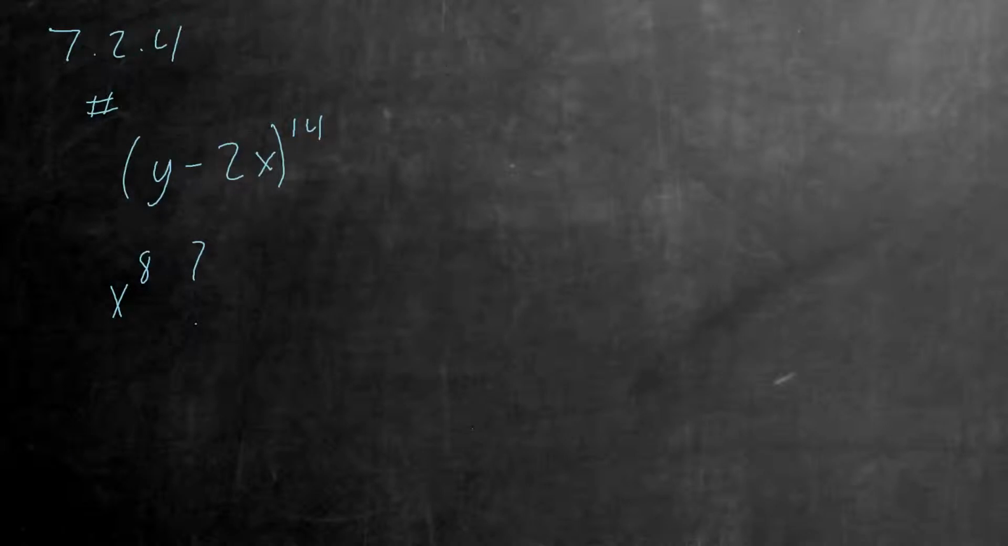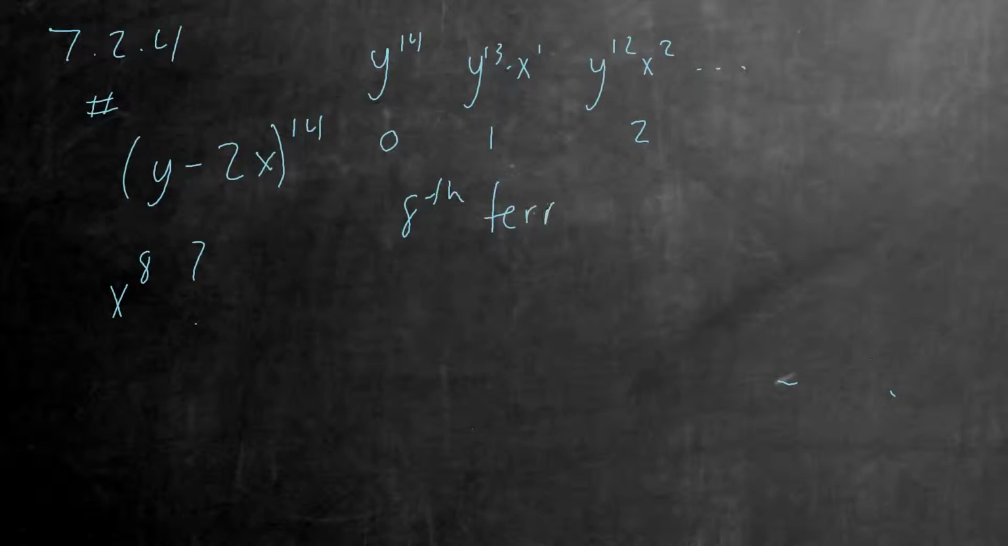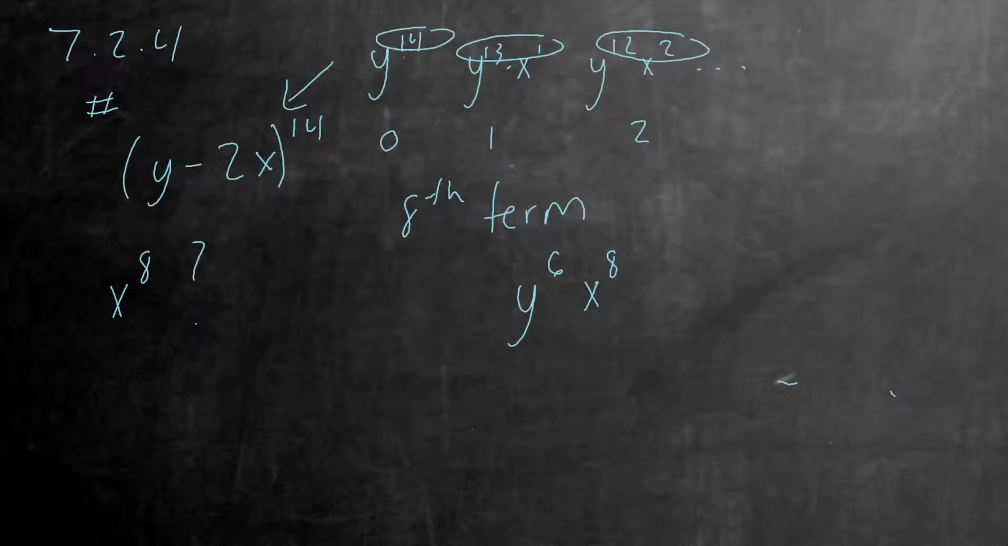We know just in our letters it's going to go y^14, y^13 x^1, y^12 x^2. So what term number, if this is term 0, this is term 1, this is term 2, it's the 8th term of this guy, which will have y to the 6th power, x to the 8th power, because all the powers have to add up to 14.